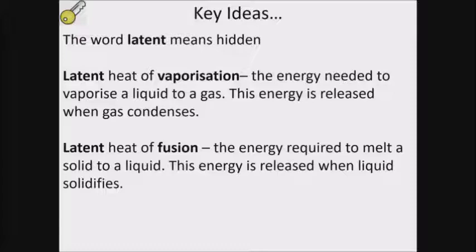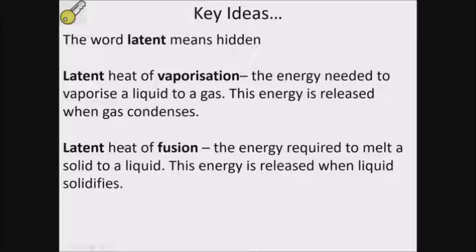Now, the word latent means hidden. So the answer to the question, where does the energy go? Well, it's hidden in that you can't see it, and it actually becomes part of a sort of potential energy of the bonds of the material. And we've got two ways of describing latent heat. We've got latent heat of vaporization, which is the energy needed to vaporize a liquid, or turn a liquid into a gas. And this energy will be released when the gas condenses from a gas back to a liquid.